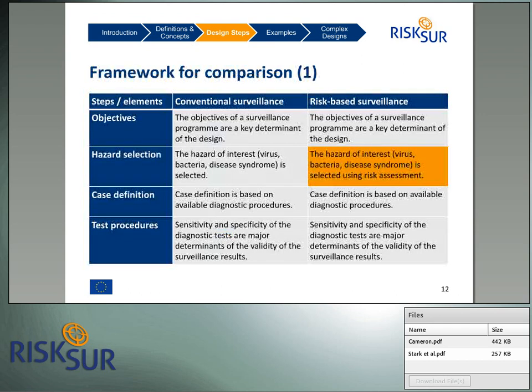I find it useful to consider the steps in the design of conventional and risk-based surveillance side by side. This is shown in this table and also on the following slides. Whenever there is a difference in a step, this is shaded in color. On this first slide, this is done for hazard selection where risk assessment could be applied when using a risk-based approach.